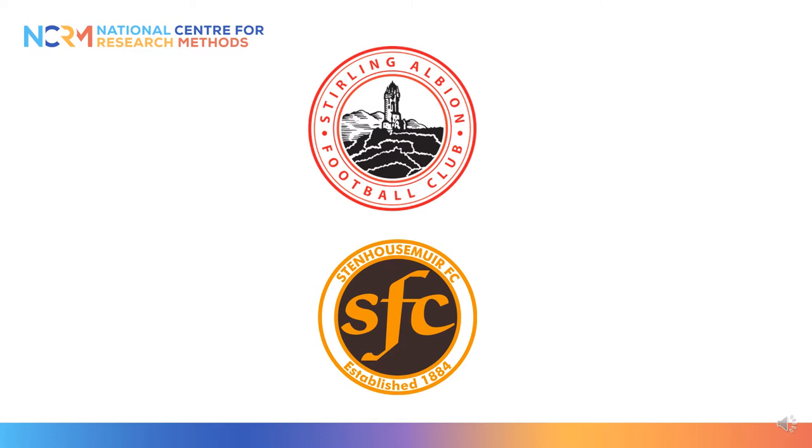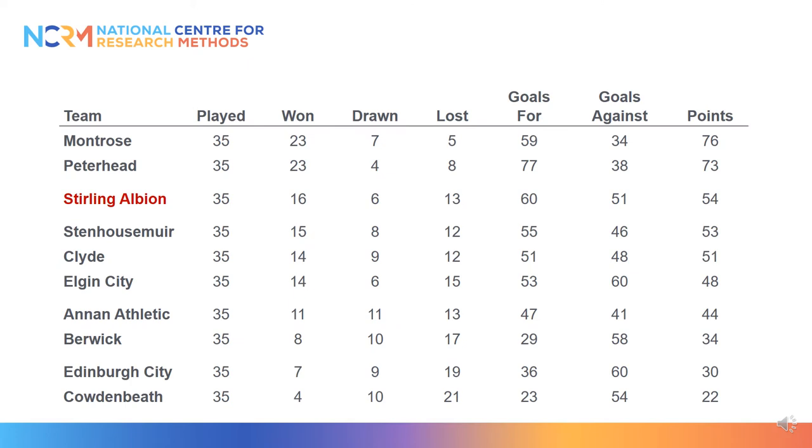Stirling Albion will be playing local rival Stenhouse Muir on the final day of the season. Stirling have lost 4 of their last 5 games compared with Stenhouse Muir, who have only lost once in the last 5 matches. I'd like to predict the outcome of the forthcoming match and other games on the final day of the season.